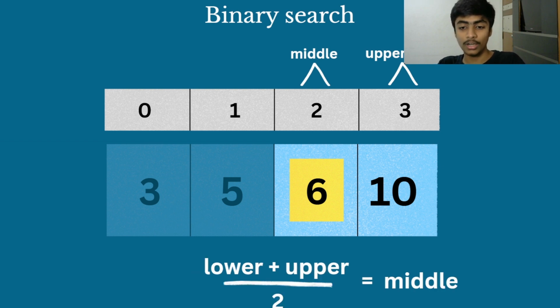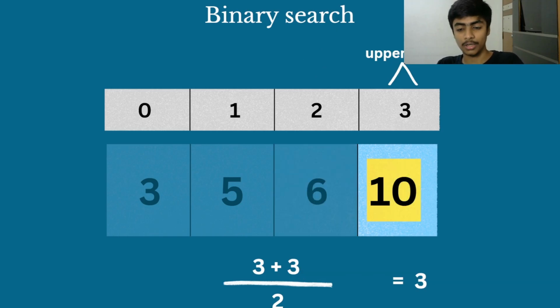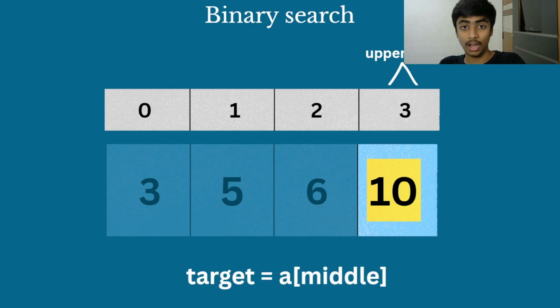We're again going to calculate our middle index. So that's our lower plus upper by 2. Basically our 3 plus 3 by 2. So our middle index is also going to be 3. So here we end up at one element, 10. So we're again going to check if the target is equal to our middle element. If it is equal, we're just going to tell the user that we found the value. But if it isn't equal, since this is our last element, we'll just tell the user that we haven't found the value.